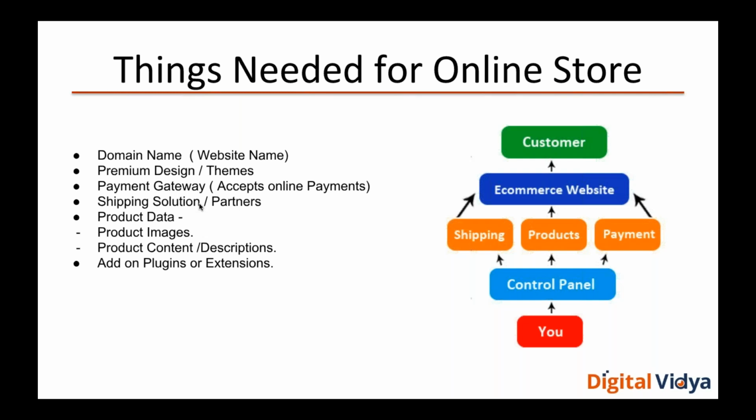The next thing you'll need is a premium design or theme. You could even use a free theme like I showed you, or you can customize it. You could put up very beautiful pictures on it and modify it as per your need. The third thing you will need is payment gateways. There are multiple payment gateways available, and we'll talk about them in the next slide. Fourth, you'll need shipping partners or shipping solutions. Fifth, you'll need the product data, such as product images, content, and descriptions. And then there will be add-on plugins and extensions that you'll need.